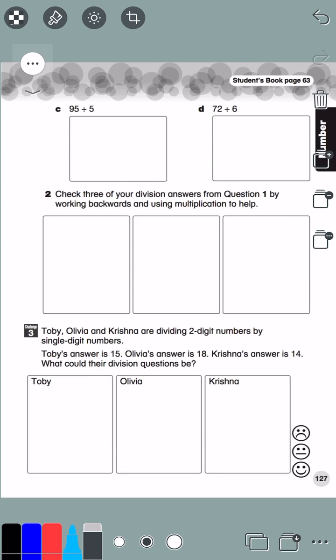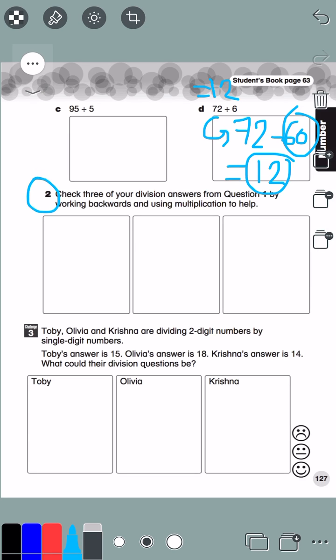Again, all you have to do is subtract 60 from 72. 72 minus 60 equals 12. And you know that 10 times 6 equals 60, and 2 times 6 equals 12. So the answer is 10 plus 2, which is 12.